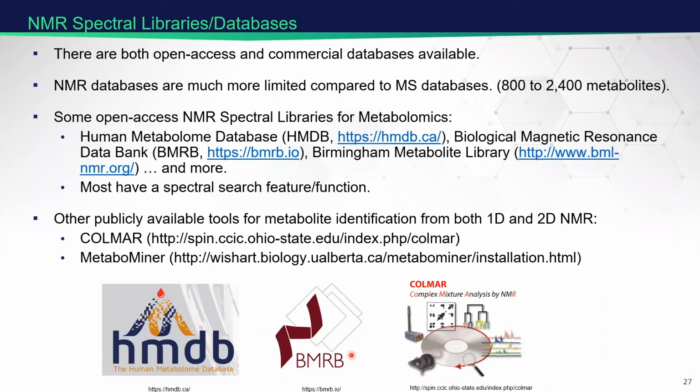There are some open access NMR spectral libraries for metabolomics. There's actually quite a few. Some of the most popular ones are the HMDB or the BMRB, but like I said, there are more. These databases usually have some limited spectral search feature or function. And then others, like COLMAR, have quite robust and extensive search functions for 1D and 2D data. And I'll show you an example of a COLMAR search coming up.